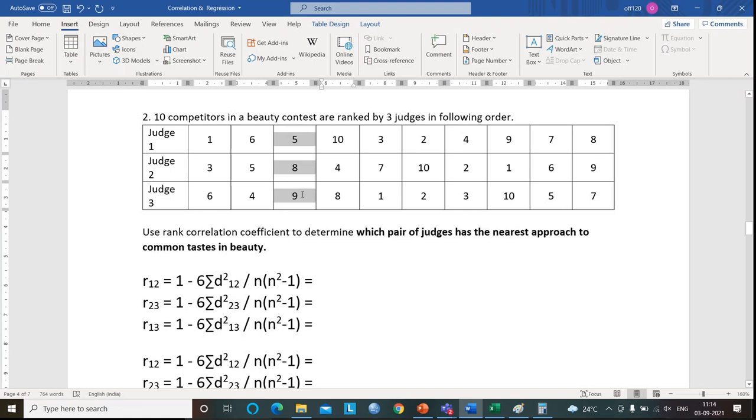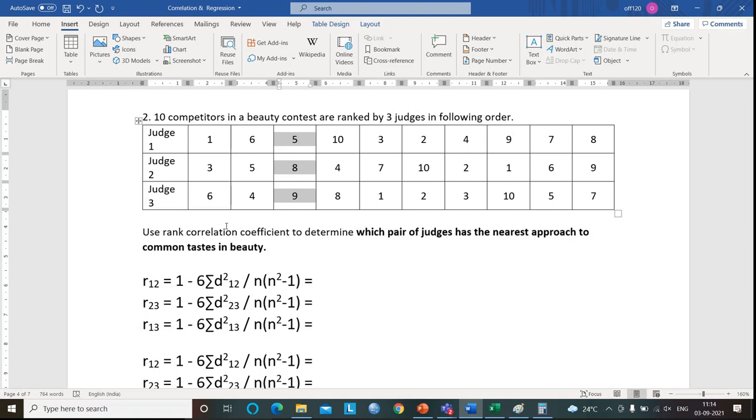But in another situation, see here, judge 2 and 3 are giving almost the same ranks. 8 and 9 are next to each other, right? But the first judge is giving fifth rank, so he is somewhat deviated from these 2. Now I want to find out, based on this data, which pair of judges is giving similar ranks. Either judge 1 and judge 2 have the same mindset, or judge 2 and judge 3, or judge 1 and judge 3 have the same mindset in giving ranks.